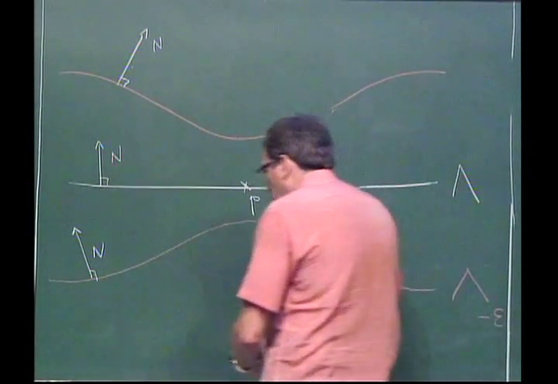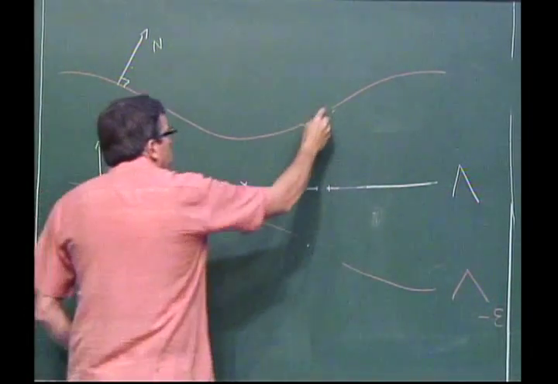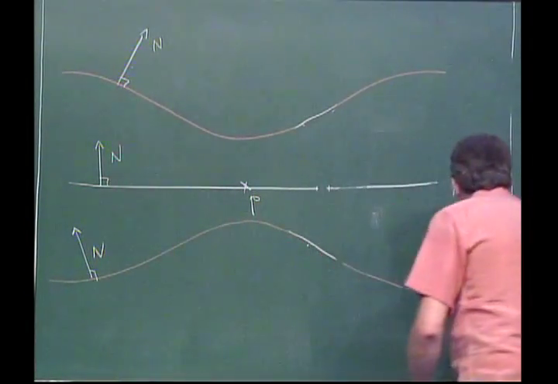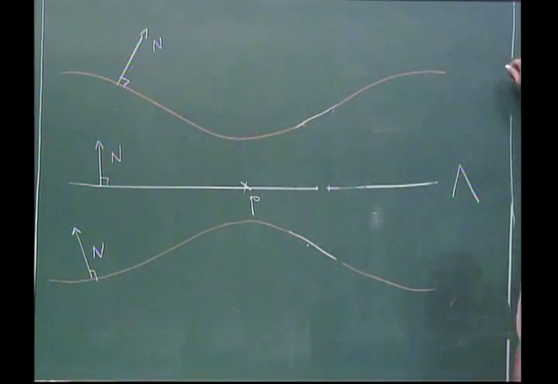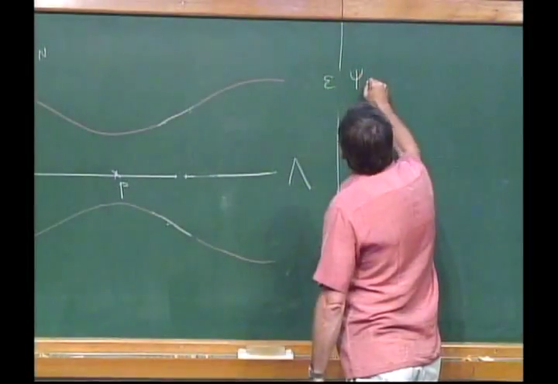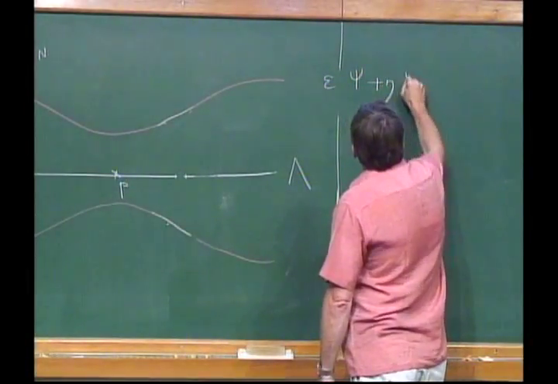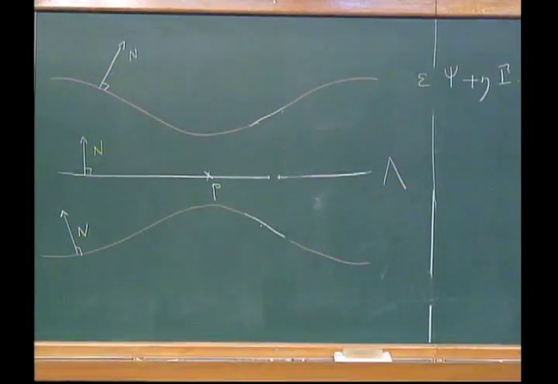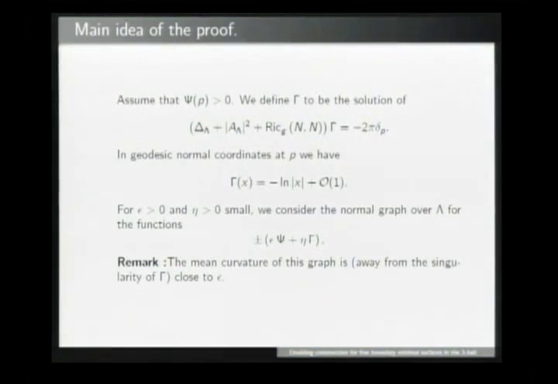Okay, and so the picture is more like this. So what you have is that this one here is the graph of epsilon times psi plus eta times gamma. So I hope that the signs are correct, but in fact, I think that the signs are wrong. But let's see.